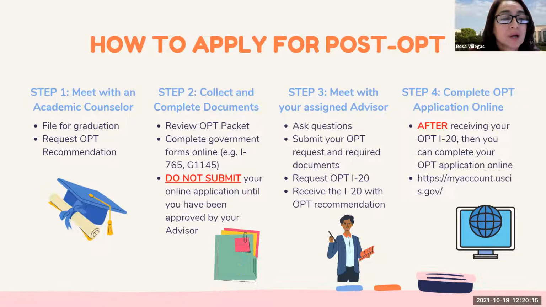Once you collect all the documents, you're going to submit the request to us, International Student Office, one of the advisors, your advisor or any advisor in the office. If we have all the required documents and you meet the criteria to recommend you for OPT, we're going to issue the new I-20 with the OPT recommendation. That's when you can actually go online to your account and submit your application online.